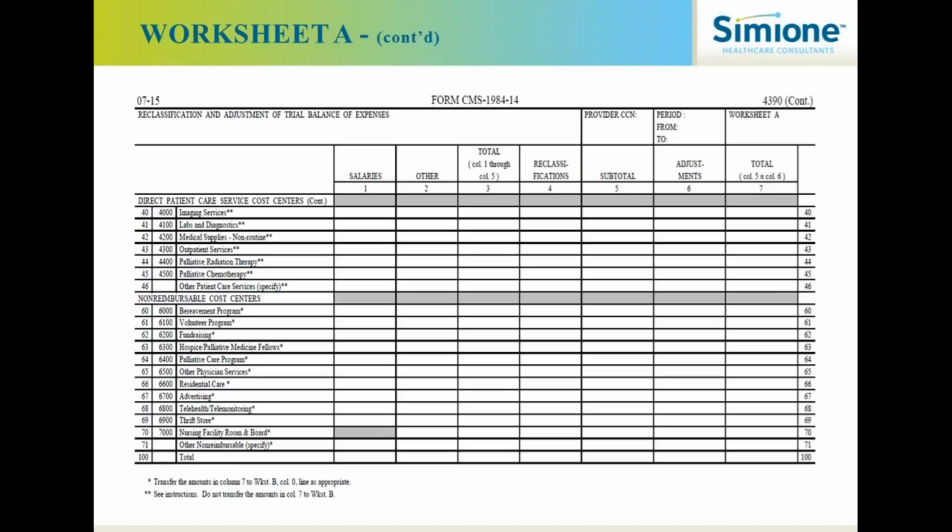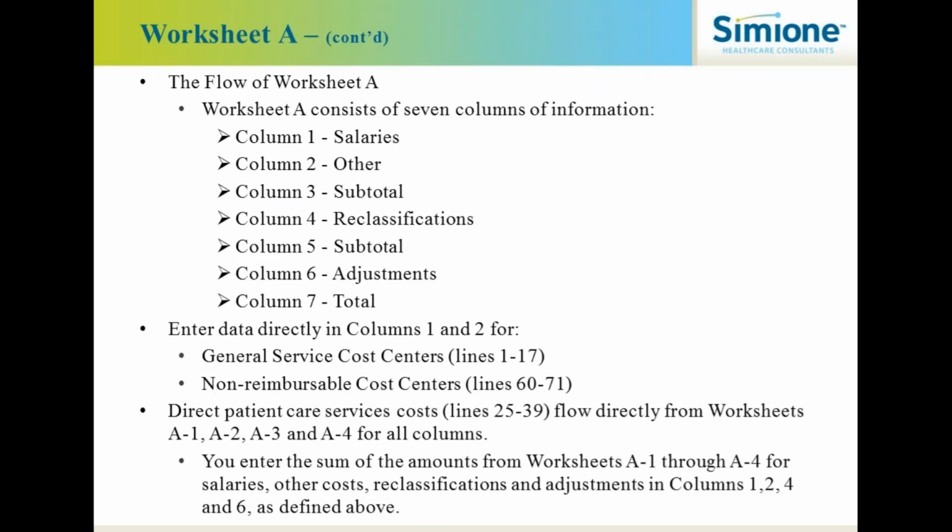So now let's talk about the flow of worksheet A. Basically, worksheet A consists of 7 columns of information. Column 1 is salary, column 2 is other. There's no longer columns for your benefits, for your transportation, or for your contracted services. Everything gets rolled up into column 2, other. Column 3 is a subtotal. Column 4 would show any reclassifications done. Column 5 is another subtotal. Column 6 is your adjustments to your expenses, and then your total is in column 7.